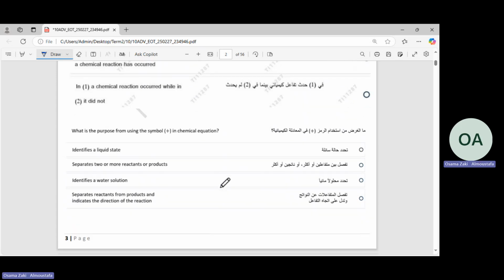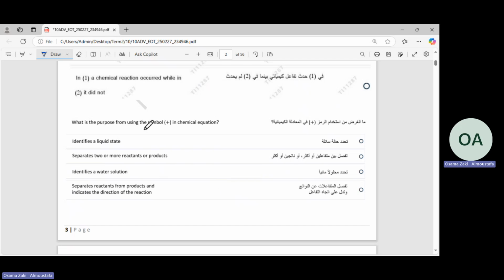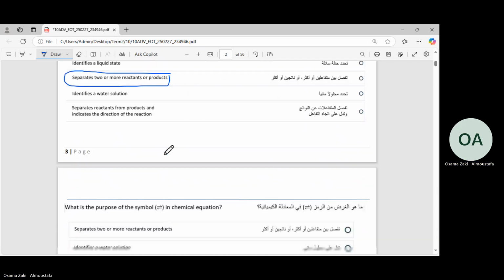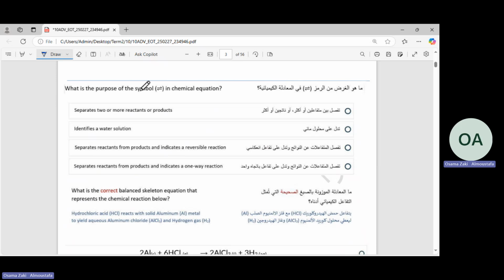Next question. What is the purpose of using the plus symbol in the chemical equation? We have a table in the book that includes the symbols used when representing the chemical equation. This symbol is used to separate two or more reactants or products, so this is the correct answer. Next question, we have this symbol, which indicates a reversible reaction. So this is the correct answer.